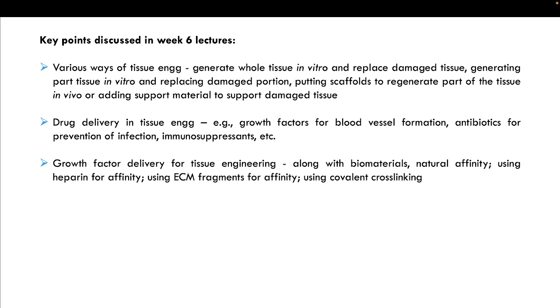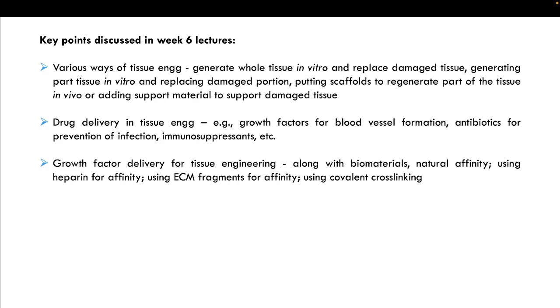You take that biomaterial, you attach heparin to it, and then you conjugate your growth factor to it. So it's going to be a system wherein you have a polymer chain to which your heparin is attached and to which your growth factor is attached. So this is one method of delivering growth factors for tissue engineering. Or you could use ECM fragments to further enhance the affinity. These are all non-covalent methods of delivering growth factor.